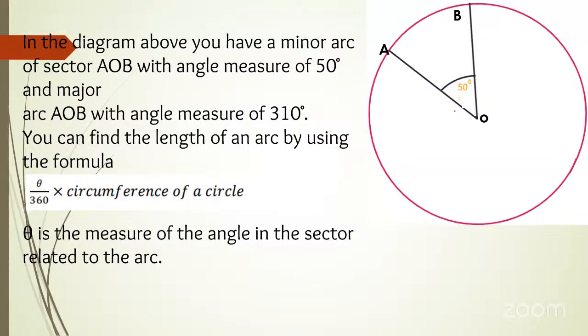In the diagram above, you have a minor arc of sector AOB with angle measure of 50 degrees and major arc AOB with angle measure of 310 degrees. You can find the length of an arc by using the formula theta upon 360 times the circumference of the circle. Who can explain to me why we're using the circumference of the circle? Anyone?